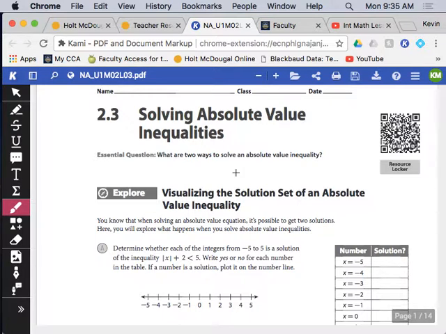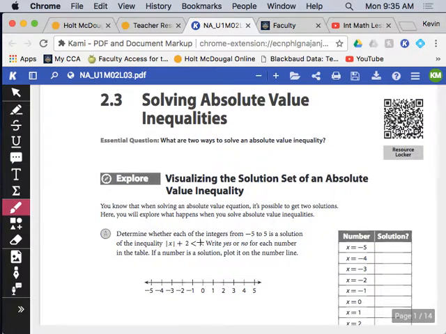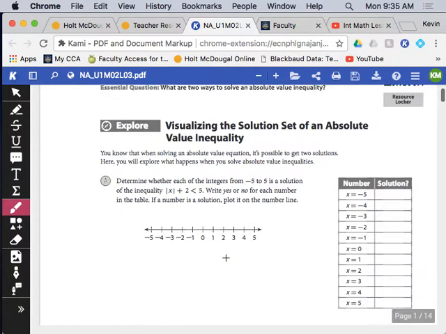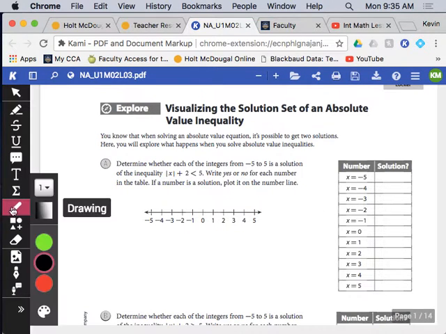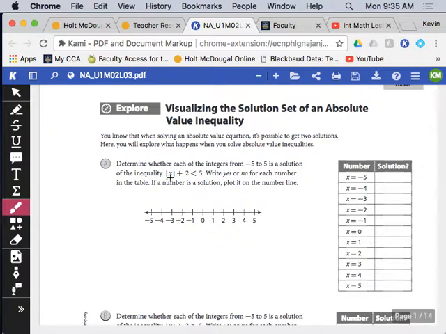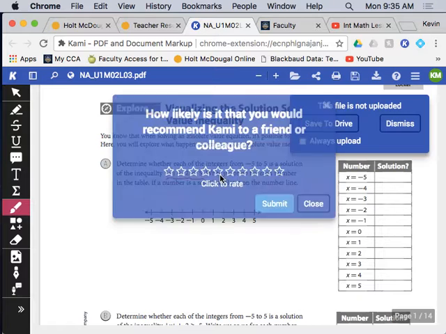Okay, so we are now solving absolute value inequalities, which have this inequality in there. It's either less than or greater than. Okay, so let's take a look at this. First, we're going to visualize it. We have this function here. Okay? Absolute value of x plus 2 is less than 5. Rather, we have this inequality here. Okay?